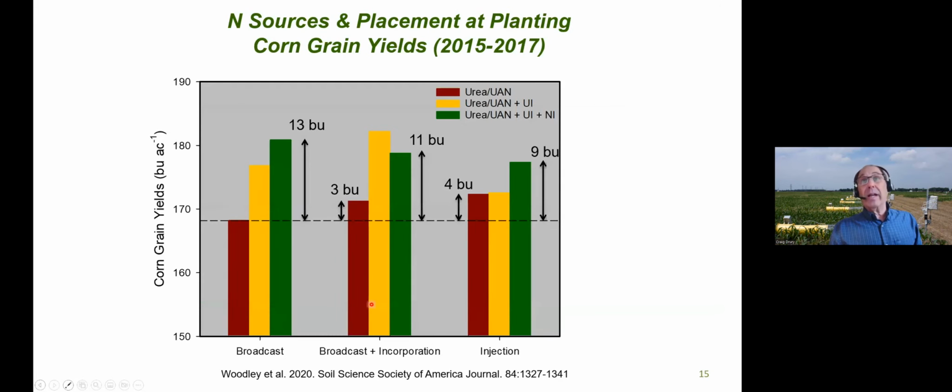So in that particular study, on yields, our inhibitors were especially effective, though not as effective with pre-plant. Going from broadcast to incorporation, just without any of the inhibitors, was a 3 bushel increase, and injection was a 4 bushel increase. But when we combine it with these inhibitors, we are getting anywhere up to about a 9 to 13 bushel increase compared to just broadcasting alone.